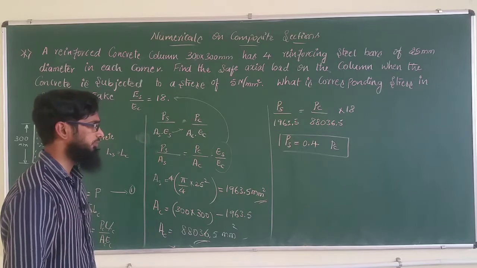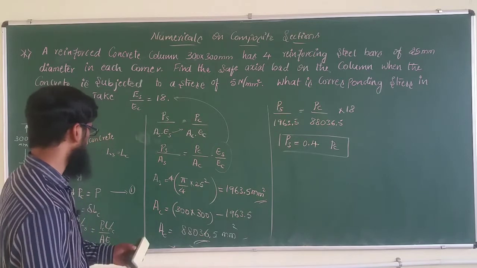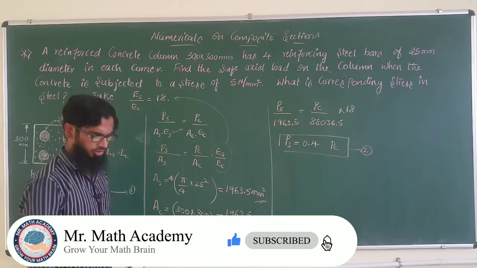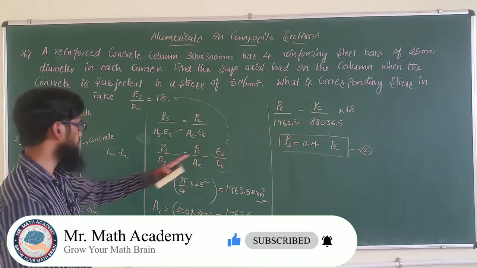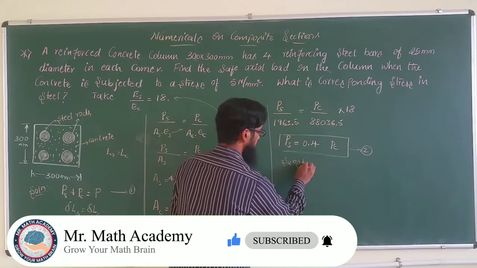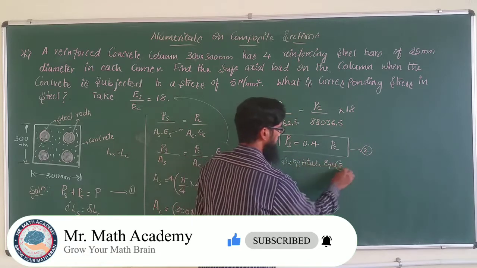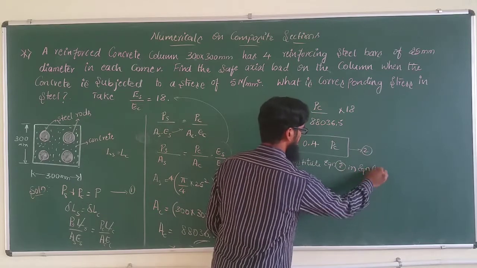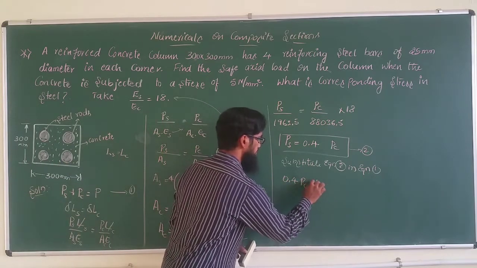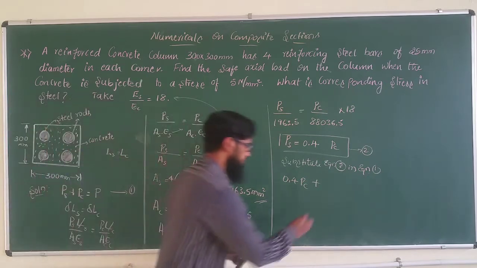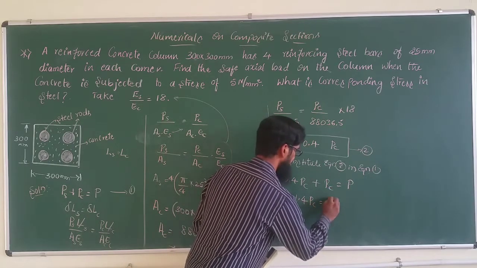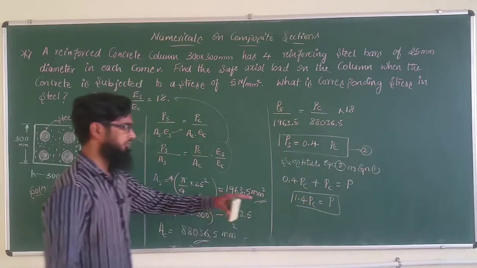Okay. Now the next thing I will go for. Suppose I take this as equation 2. I will substitute equation 2 in equation 1. So PS I can write as 0.4 PC plus PC as it is, that is equal to P here. So this is 1.4 PC is equal to P here. For the time being we just keep it as it is.